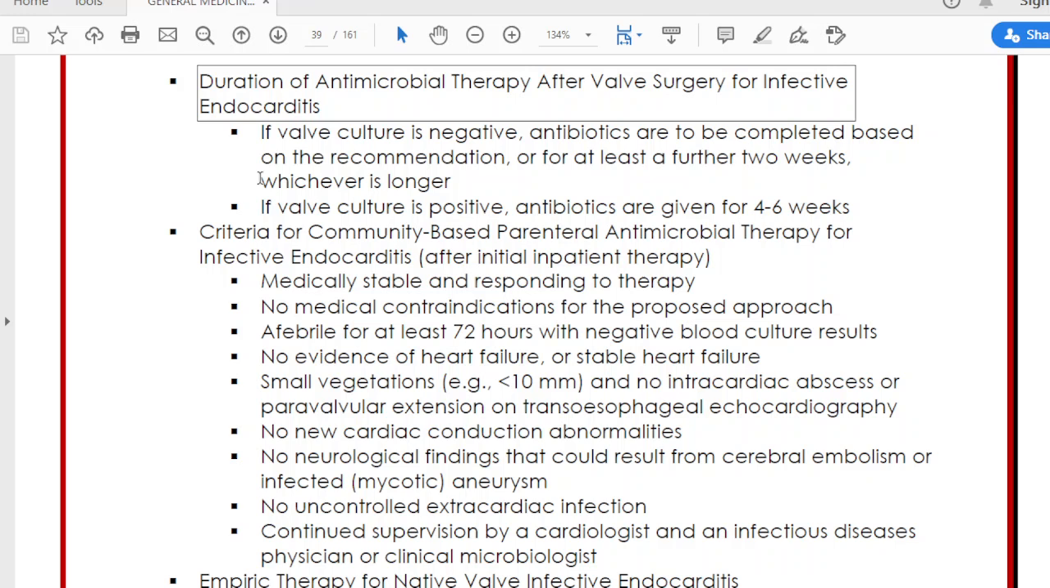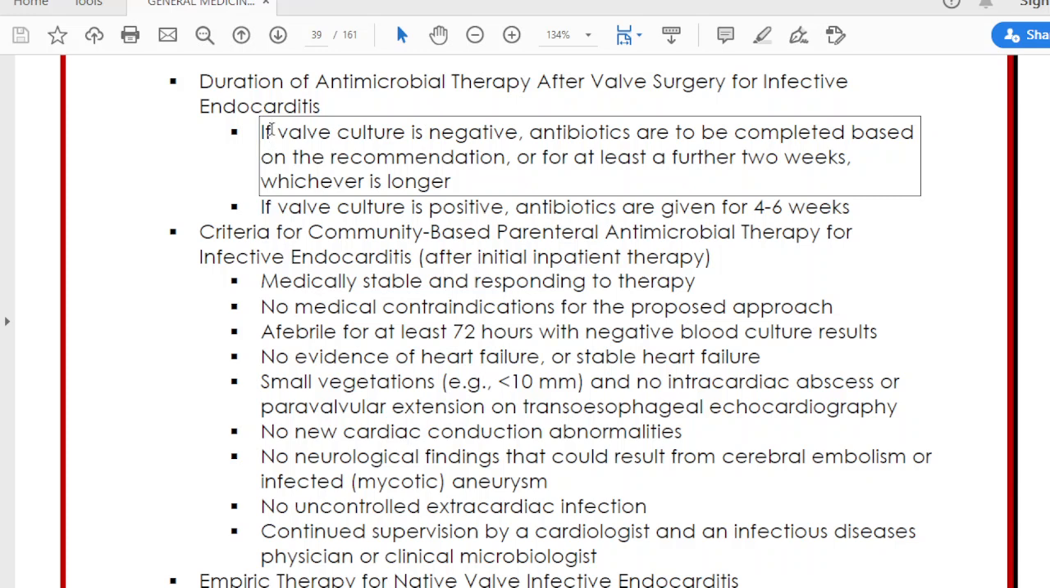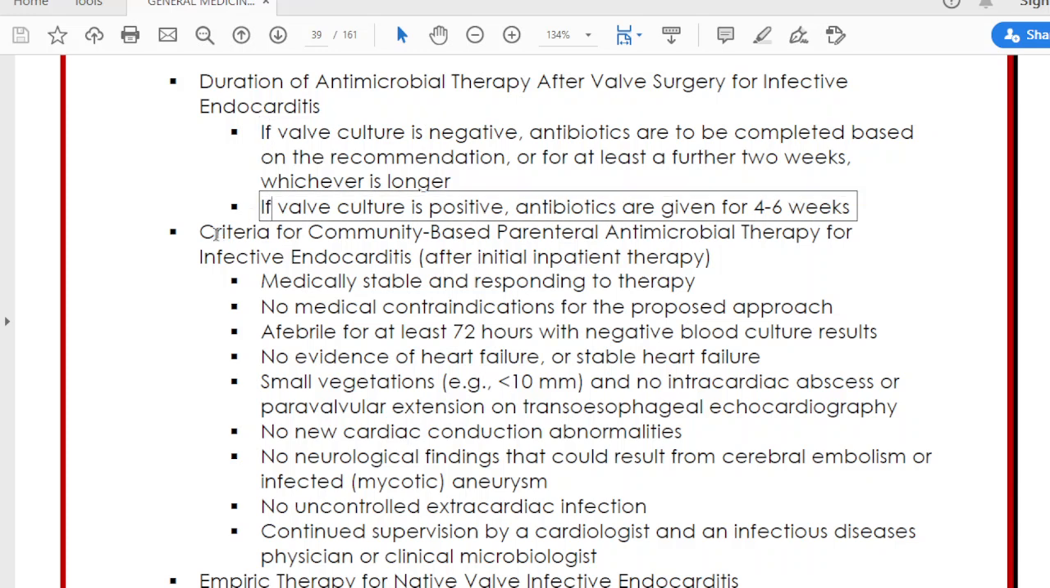Duration of antimicrobial therapy after valve surgery for infective endocarditis. If valve culture is negative, antibiotics are to be completed based on the recommendation, or for at least a further 2 weeks, whichever is longer. If valve culture is positive, antibiotics are given for 4 to 6 weeks.